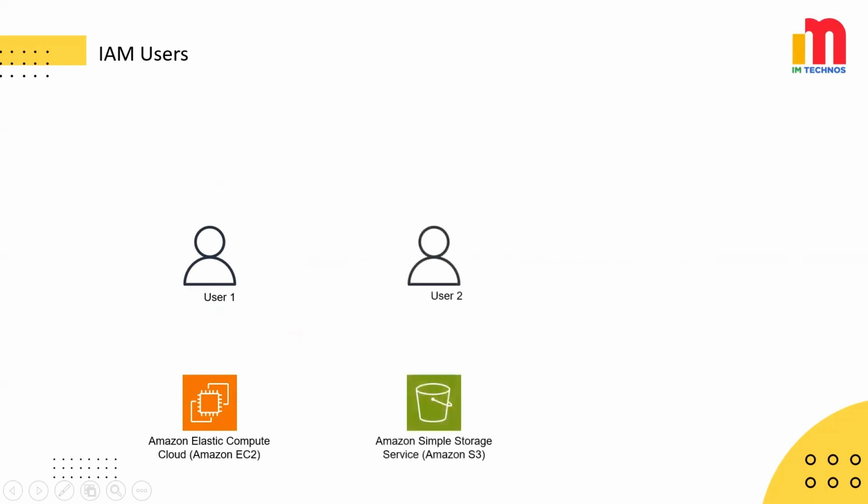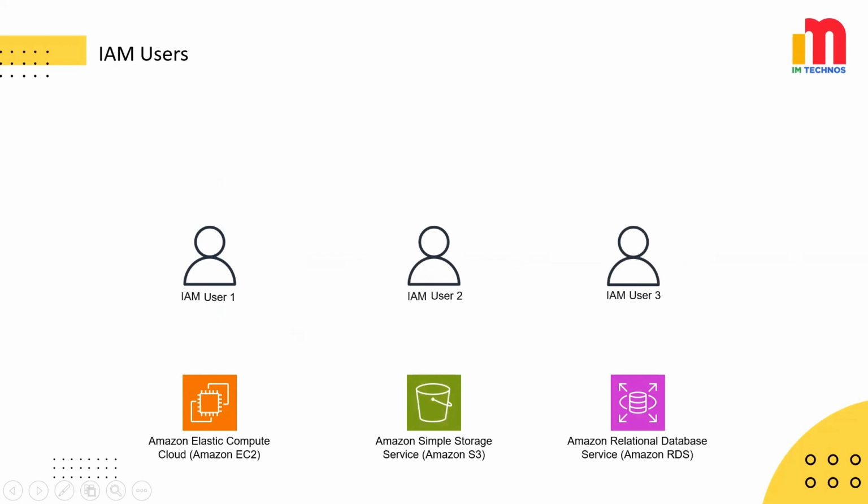Let's assume that user 1 needs access to EC2 service. User 2 requires access to S3 service, and user 3 needs to work with RDS. In response, we can create 3 distinct IAM user accounts. It is important to note that these user accounts are not separate entities. They exist within the root AWS account.